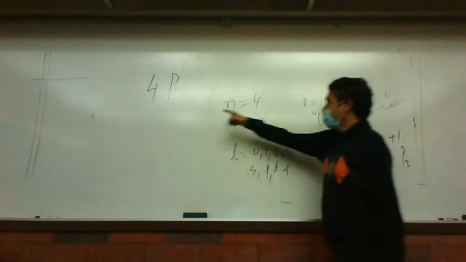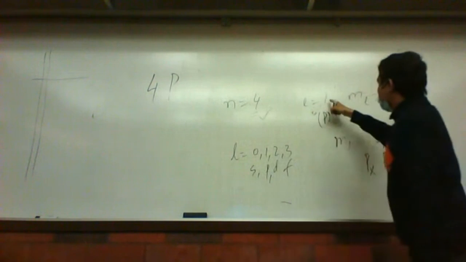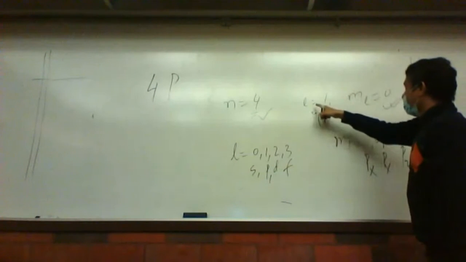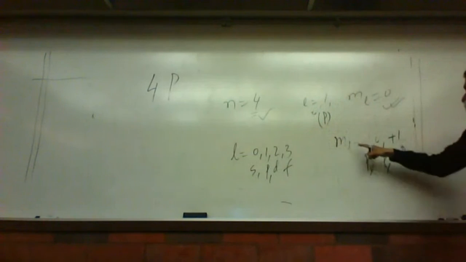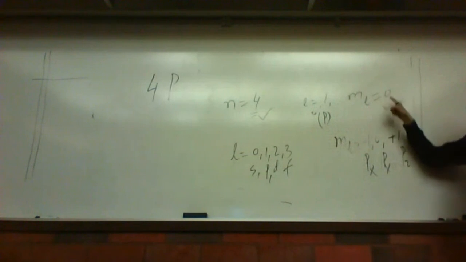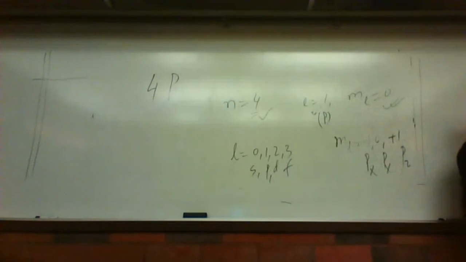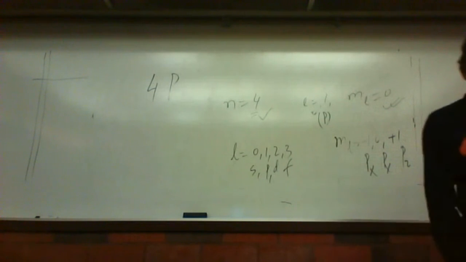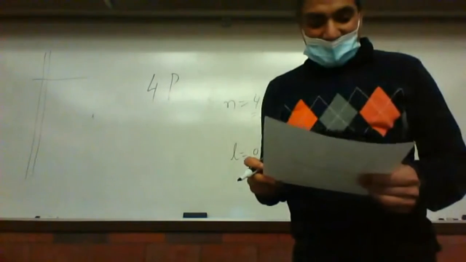So this one is right. n equals 4, P means L equals 1, and if L equals 1, ml values can be -1, 0, and +1, and we have 0 here. So that set of quantum numbers is good. In the next class, I will finish this quantum number practice.